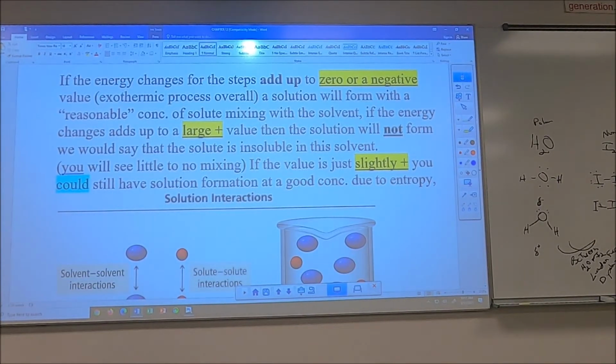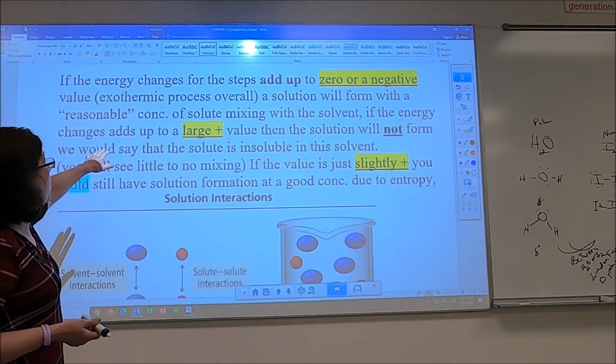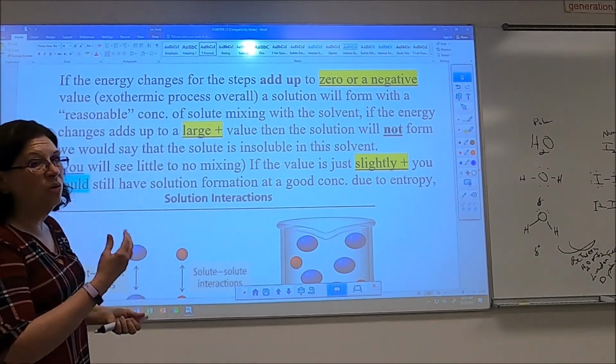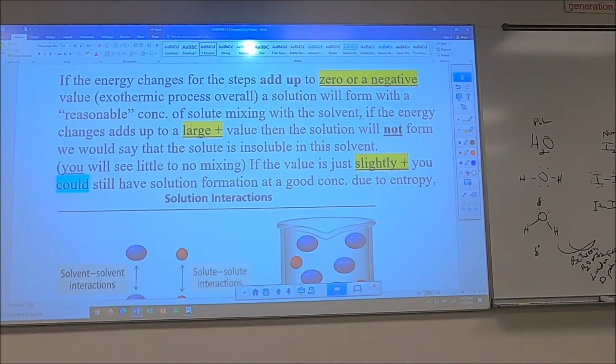So if the overall change adds up to 0 or negative when we look at the enthalpy, we usually have good solution formation. If we have a solution formation where the enthalpy is a large positive value, then you're not going to have good mixing, and you're going to have a solute that is insoluble in the solvent, doesn't dissolve to any great extent. So you see little or no mixing.